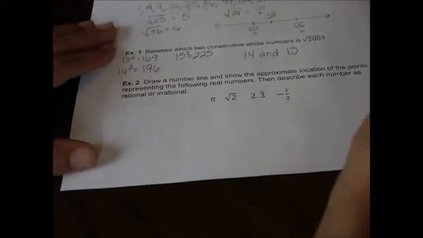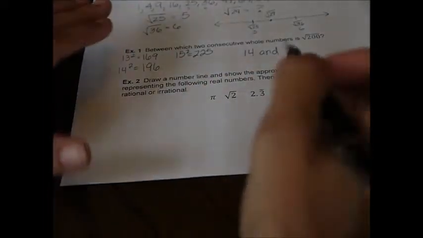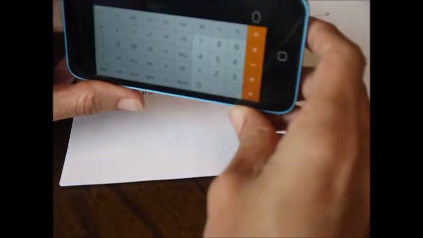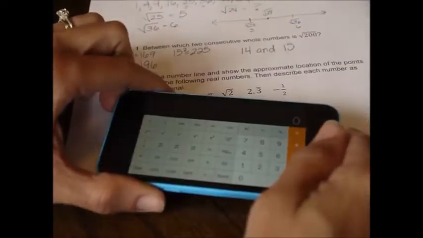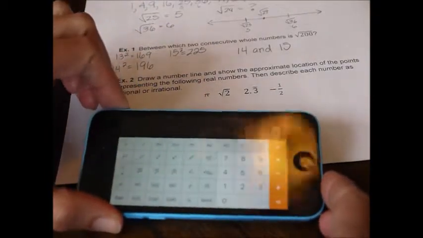Okay, now draw a number line. This is where I'm going to use a calculator to show you some stuff. Now I'm going to use my scientific calculator because it's the one that has the square root symbol. If your parent has an iPhone, you can find this in their utilities and turn it sideways, and now we have a scientific calculator.